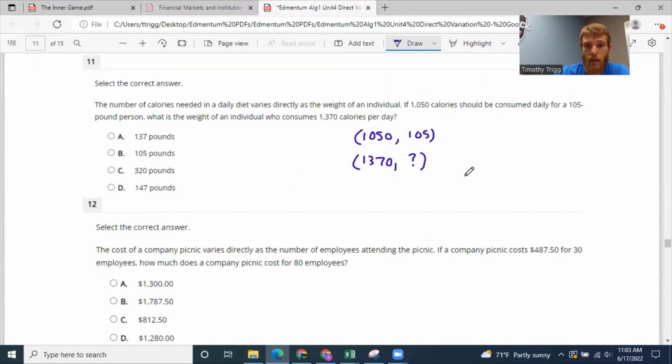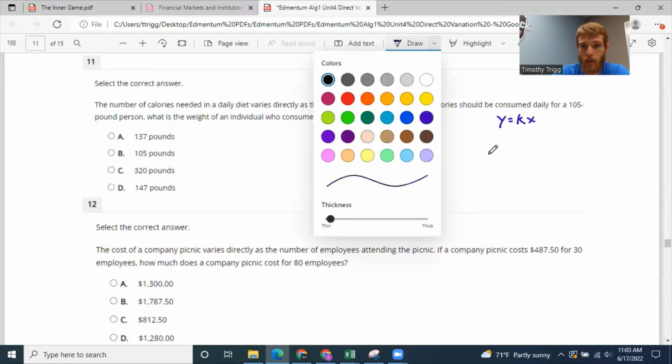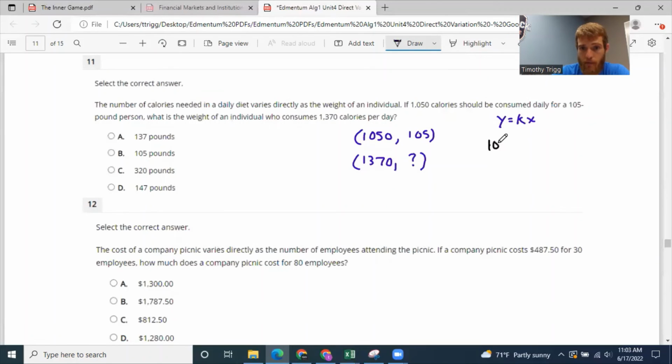So once again, like we've solved with other ones, set it up as y equals kx using this first set of coordinate points. So that would be 105 equals k times 1050. Go ahead and divide both sides by 1050 to find k. Once you know k, then you know what multiplies to get to here.